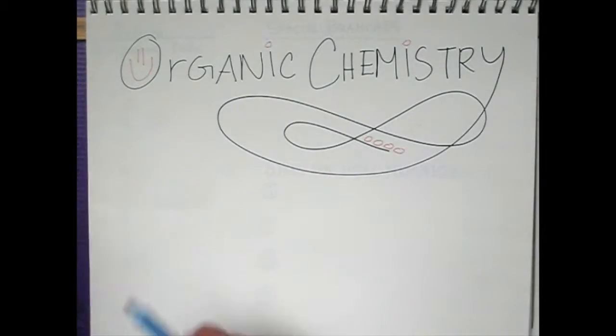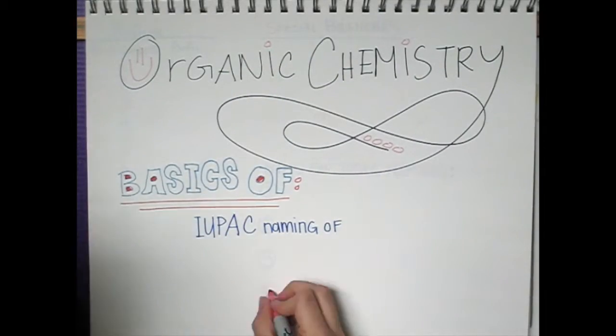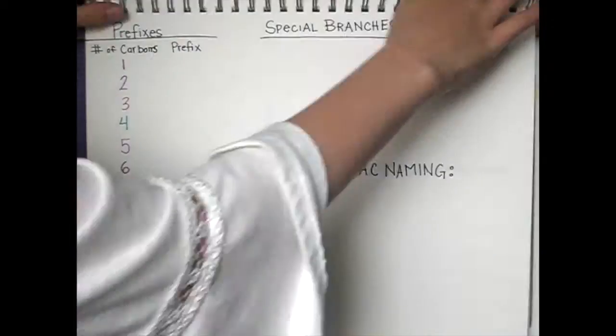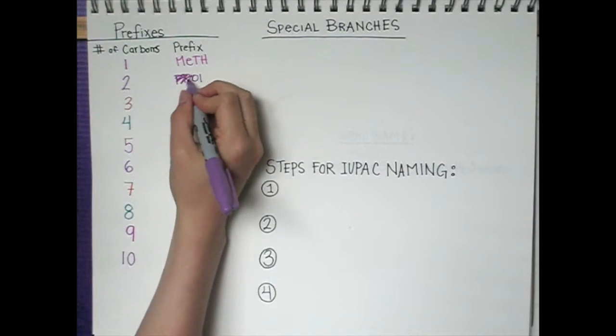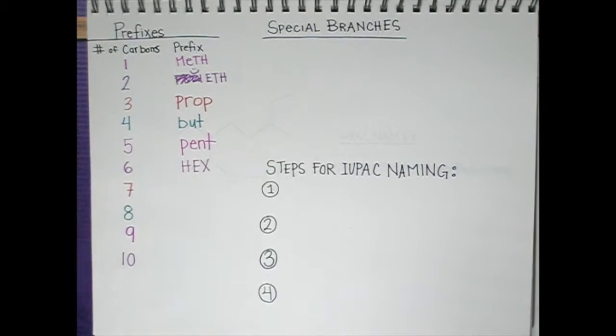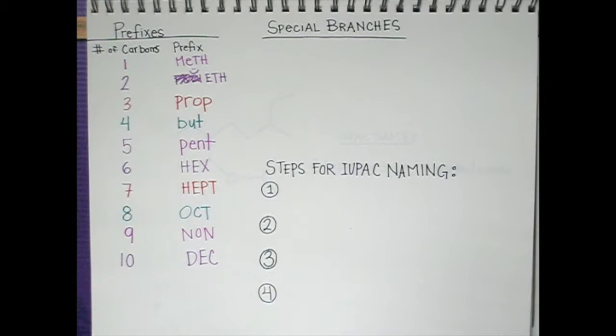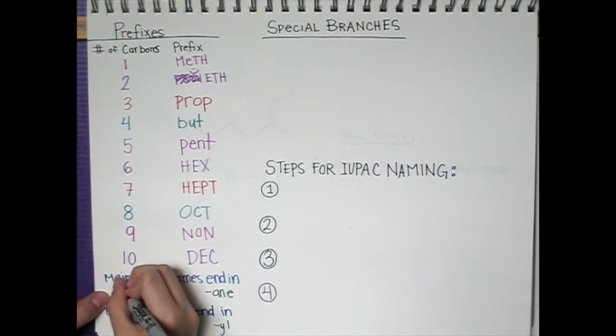Alright, this organic chemistry video is going to talk about the basics of the IUPAC nomenclature of alkanes. First off, let's list our prefixes. Depending on the number of carbons, your prefixes will change. It's like learning a new language. Main chain names end in ane. Branch names will end in YL.